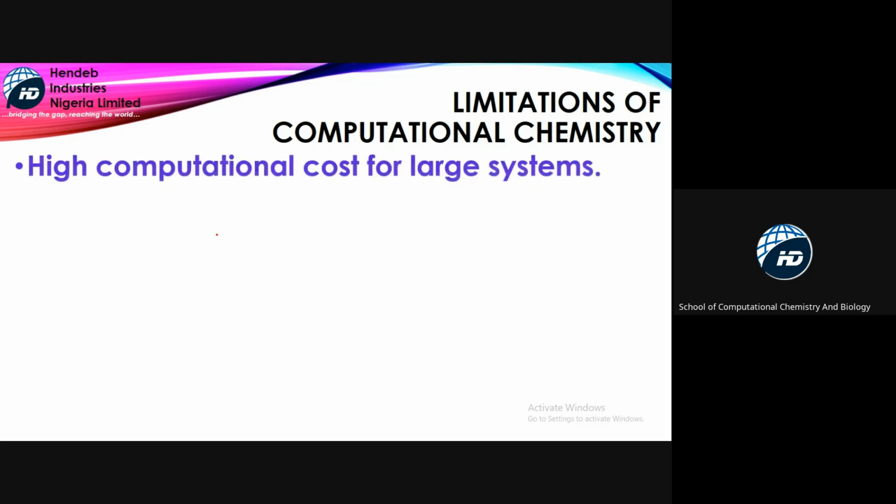Despite what we can do with computational chemistry, we still have limitations. One of the limitations is the high computational cost for large systems. Like we discussed during our webinar on the 17th of this month, two weeks ago, the challenge we have in some of these computational software is that we need super systems to run them. If not, your system will crash.